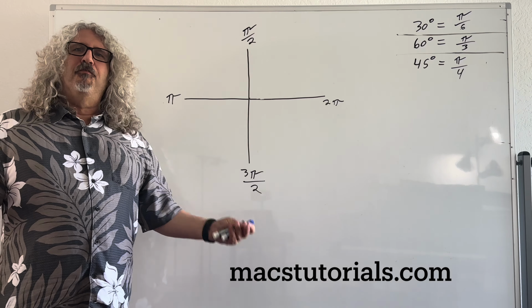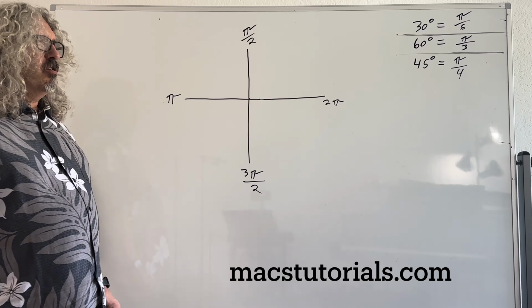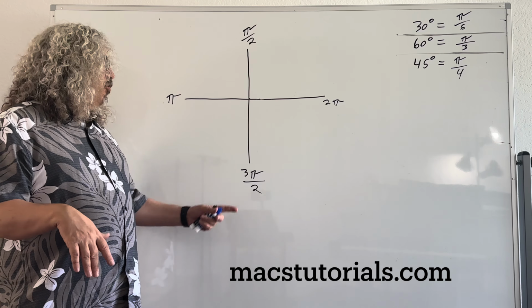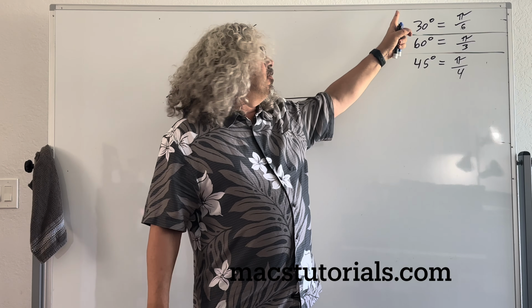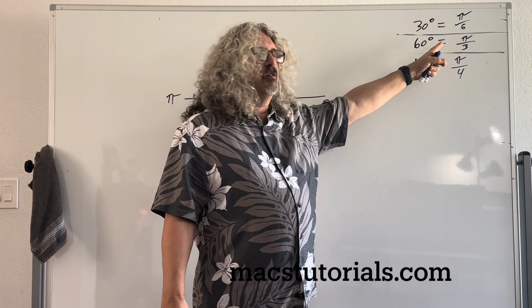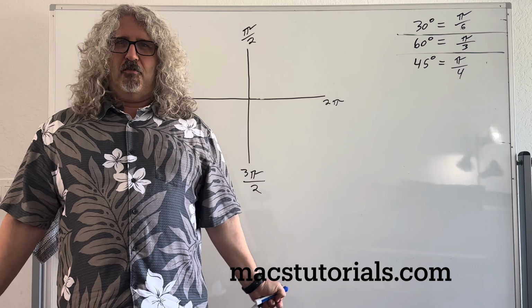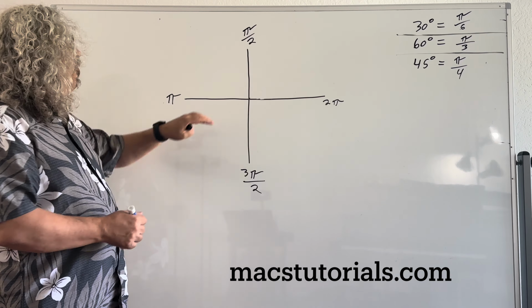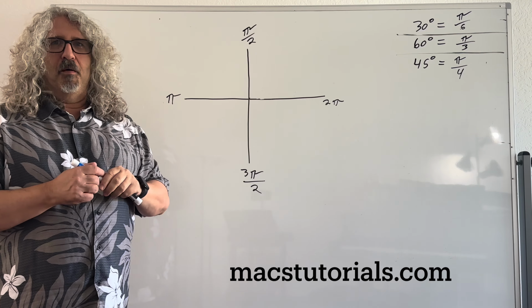Okay, so here's our fourth session on the unit circle where we're going to talk about radians. Hopefully you saw the one before this where we talked about the 4 points and the conversions: 30 is pi over 6, 60 degrees is pi over 3, and 45 is pi over 4. You want to just have those memorized. So what we're going to do now is talk about all the reference angles here as well so you'll be able to find them.